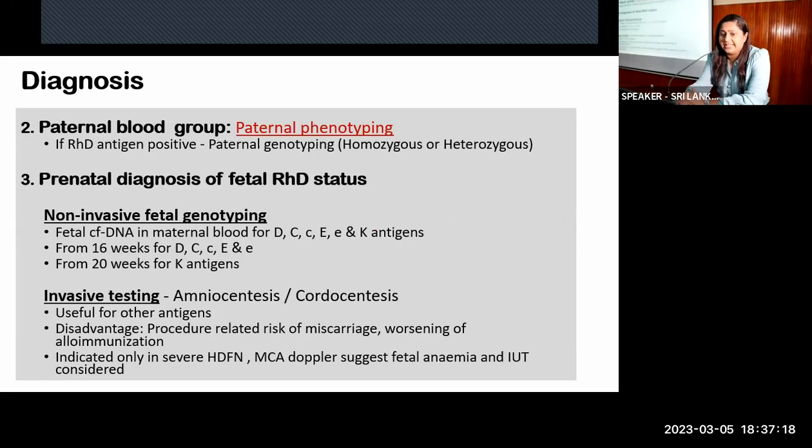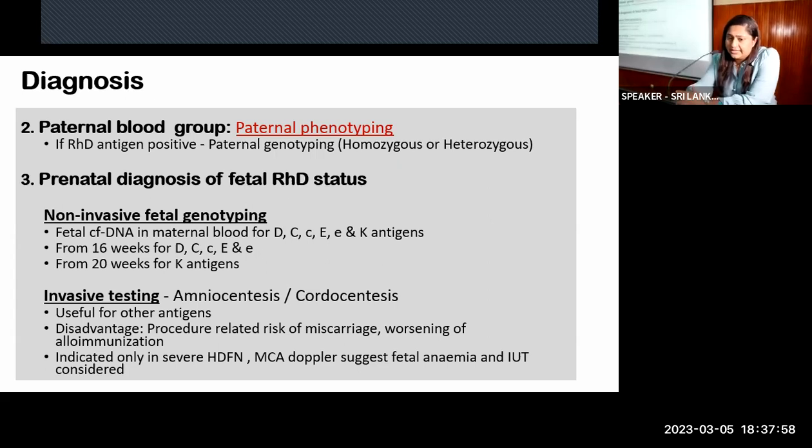What are the investigations we can do? We can do the paternal blood group for phenotyping. If the father is RhD antigen positive, then we can offer genotyping to assess whether he is homozygous or heterozygous for the RH status. Also, there is prenatal diagnosis for fetal RhD status. The commonly used method now is cell-free fetal DNA, which can be done from 16 weeks for rhesus groups D, C, small c, big E, and small e, while for K antigens it can be done after 20 weeks gestation.